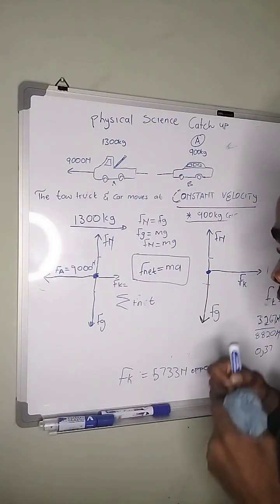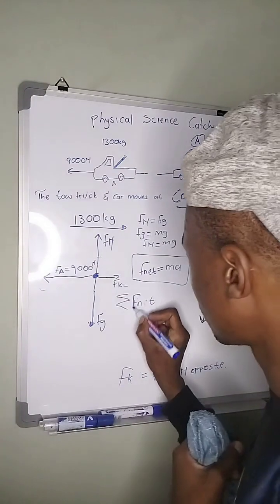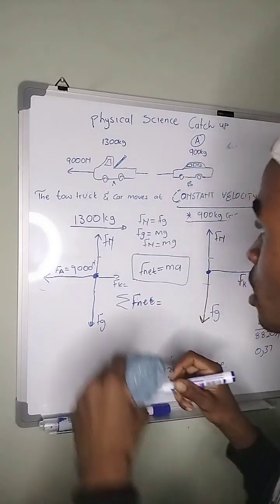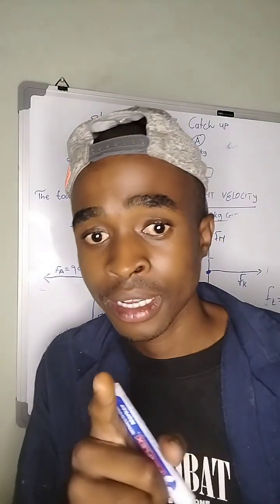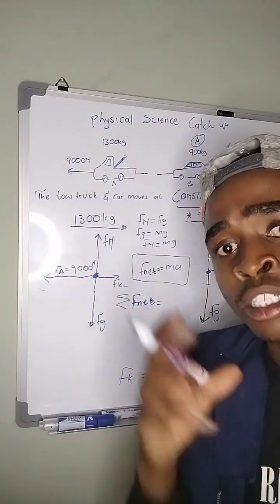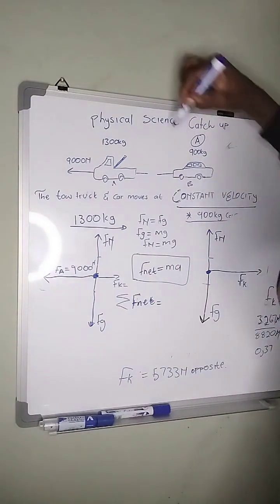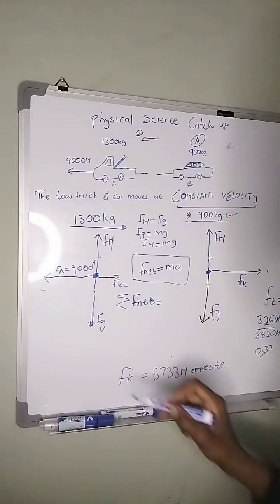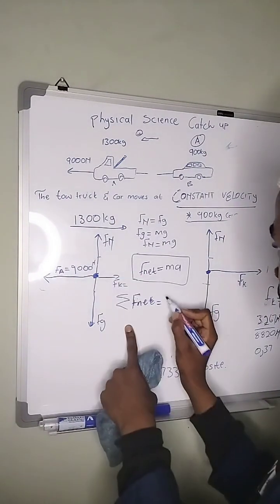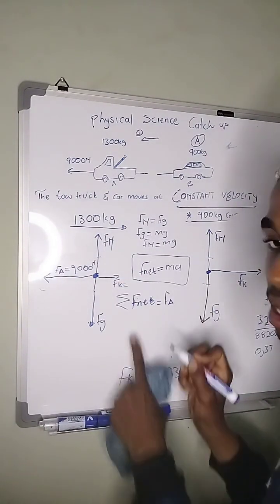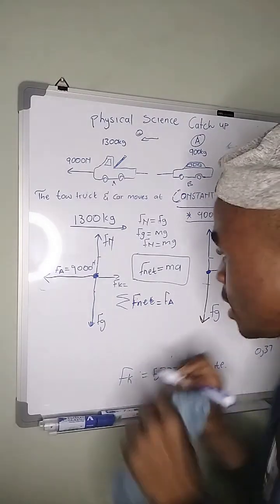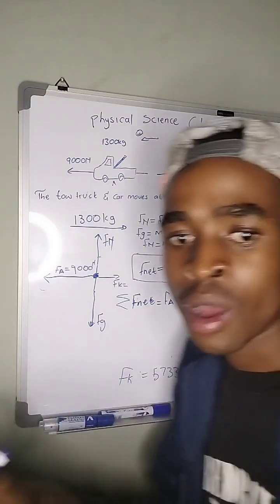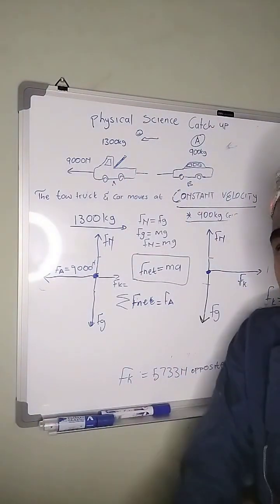So the F net is going to be equal to, we choose the direction, but I like to choose the direction of the force as positive. So I'm going to have this direction as positive. So I'm going to have the F applied, since it goes in that direction. And what is the resistive force?